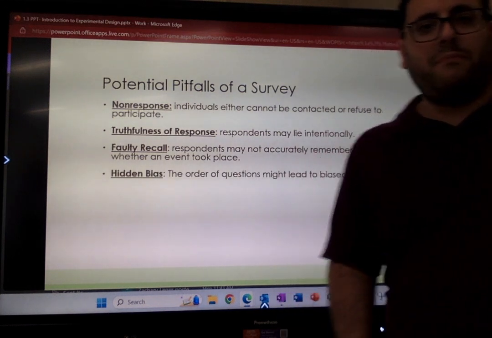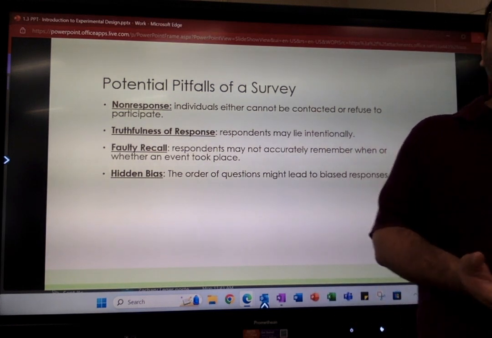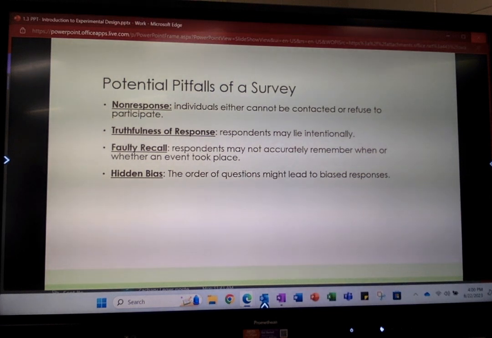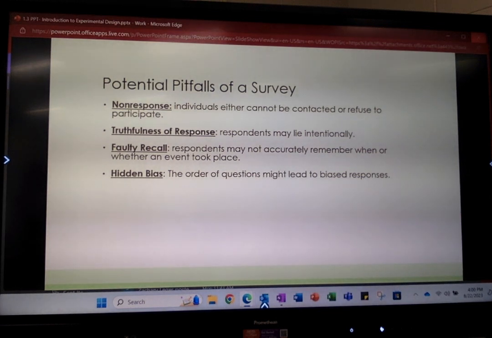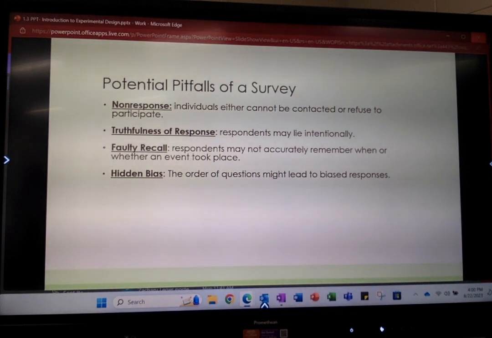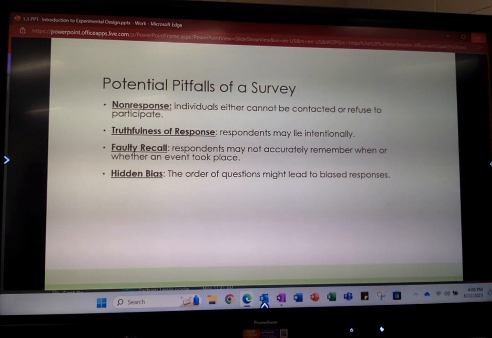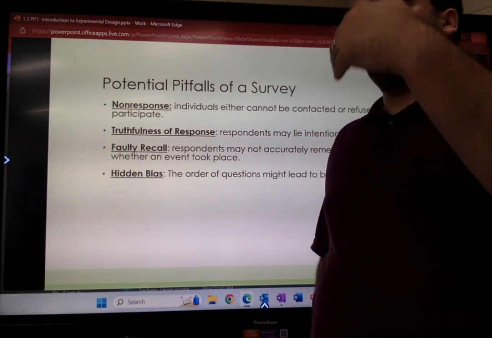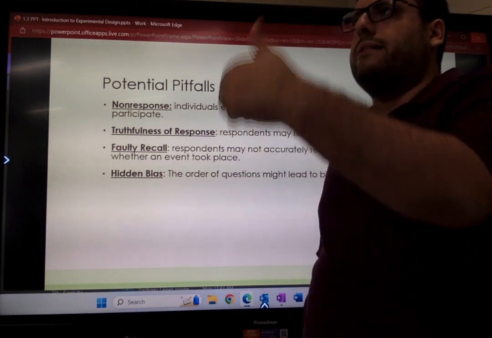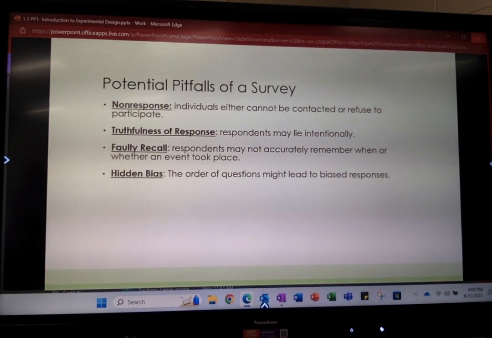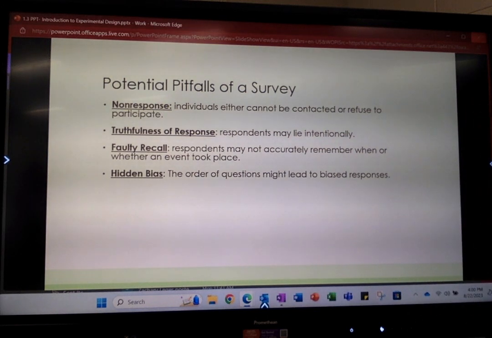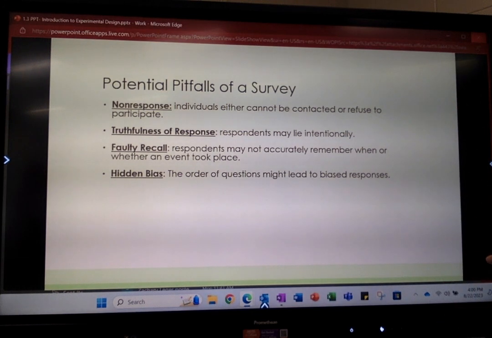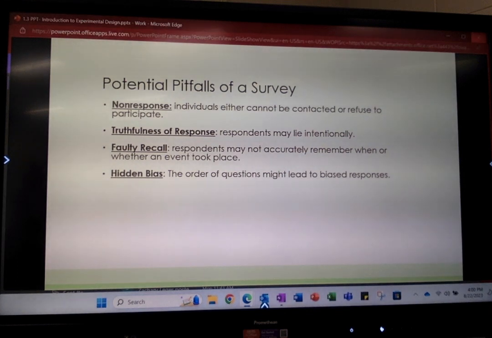Also, hidden bias. Remember, we're trying to eliminate as much bias as possible. That doesn't mean we're going to completely eliminate it. So the order of the questions that are being asked may lead to biased responses. Also, if you're doing something called a Likert scale, that means that your responses are either unlikely, somewhat likely, neither likely nor unlikely, likely or very likely, those kind of things. Those may force responses that don't quite reflect the respondent's feelings or experiences. So the choices that you choose from in a survey may not reflect what you're feeling about the situation.